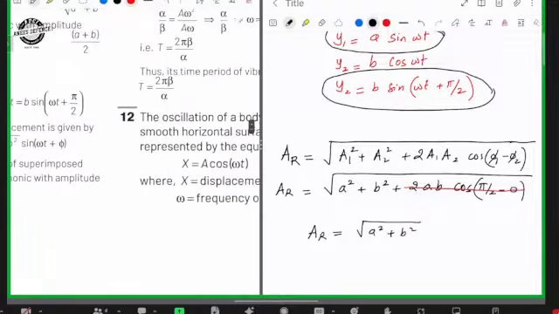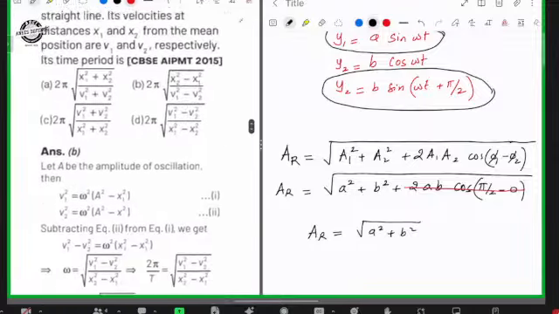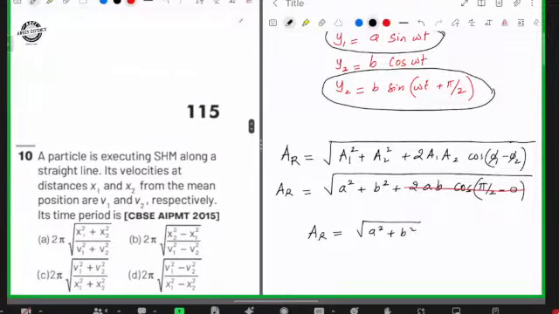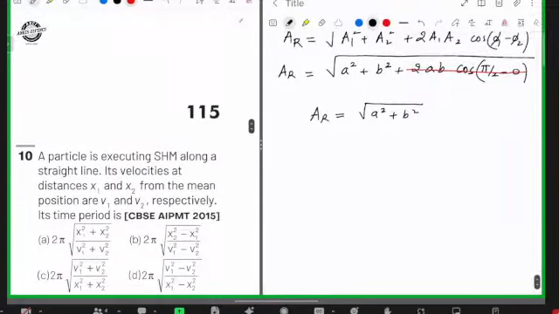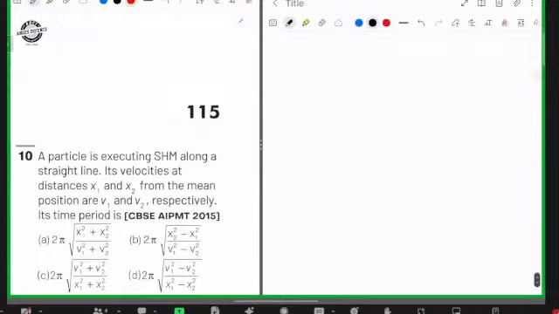Next question. Question number 10. Are you getting this? Question number 10. Yes, sir. A particle is executing simple harmonic motion along a straight line. Its velocities at distances x1 and x2 from the mean position are v1 and v2 respectively.